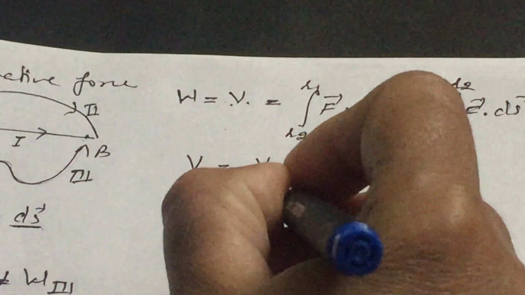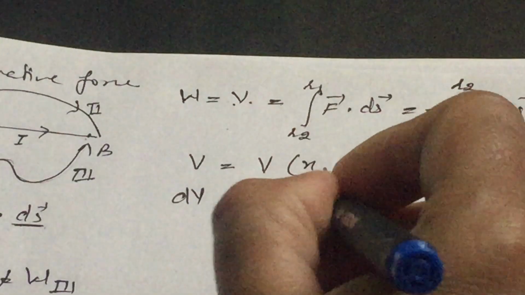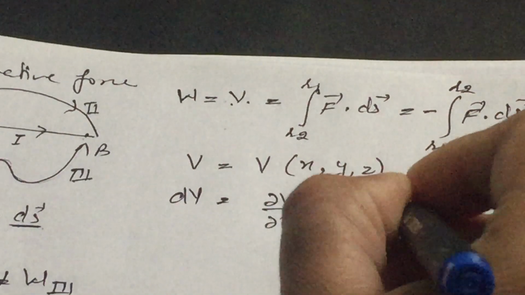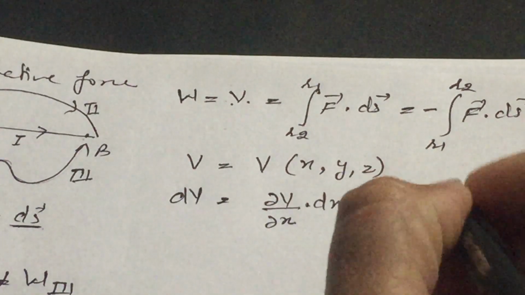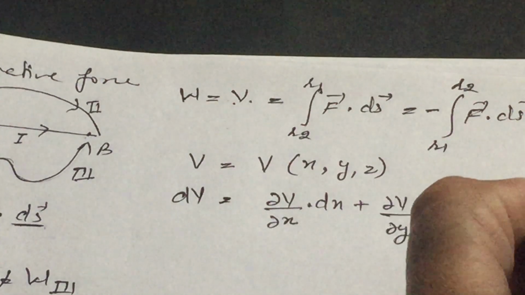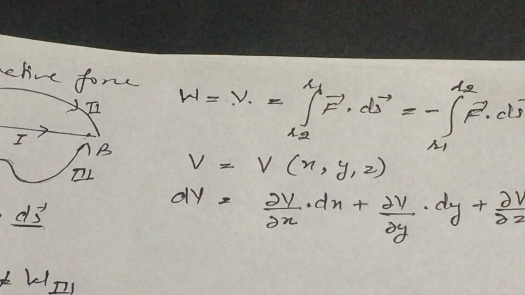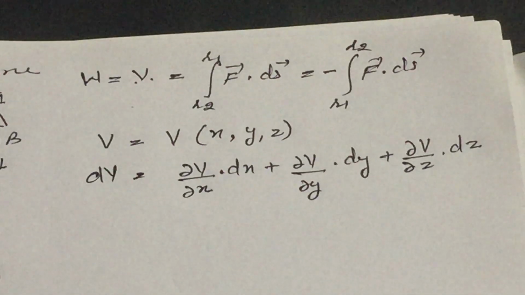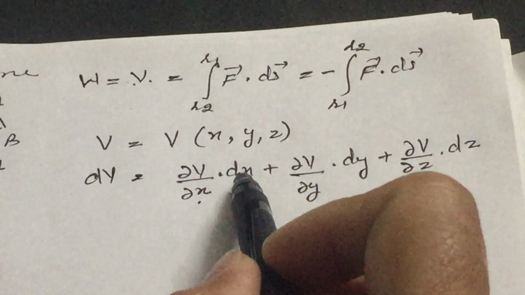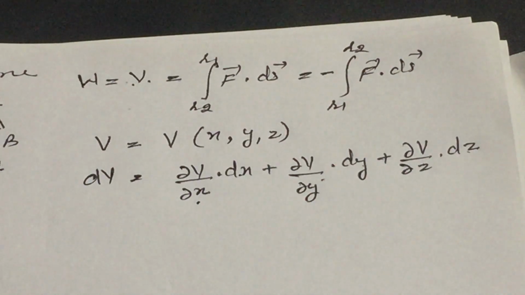It means potential energy can change with x if there is a change in x. Potential energy shows change with y if there is a change in y, and potential energy could change if there is a change in z. It means the change of potential energy depends on each coordinate of the position.